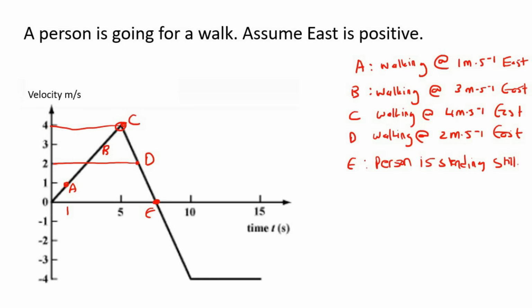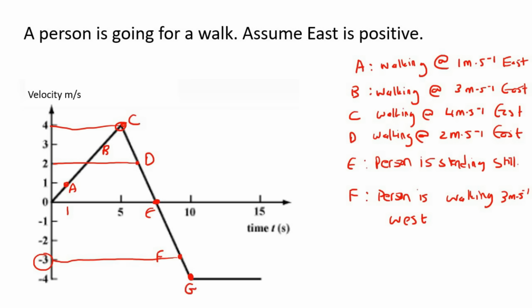Okay, now if for example we look at point F, the velocity is -3. So what that means is that the person is walking at 3 meters per second, but because the velocity is negative, they're going west. Because if east is positive, west is negative. Now if you look at point G, and then we're also going to look at point H. At point G, the person is now walking at -4.